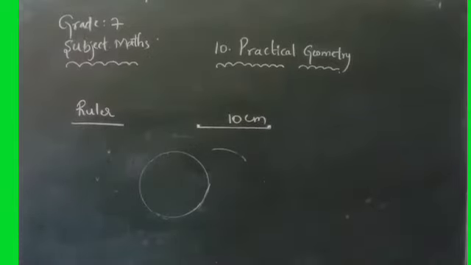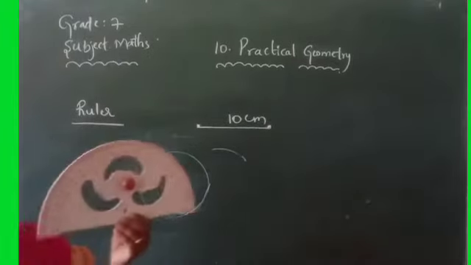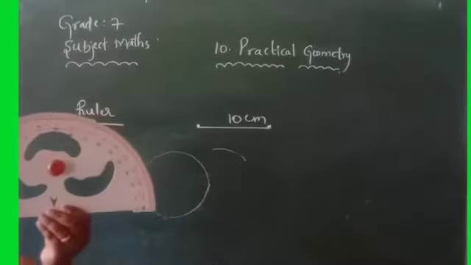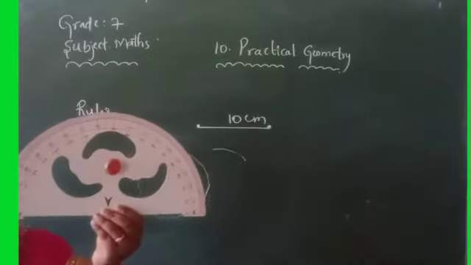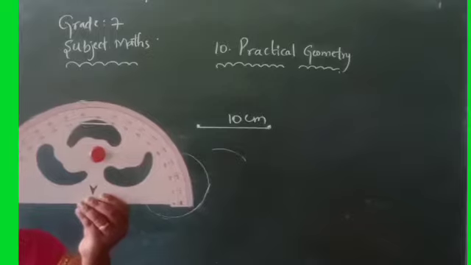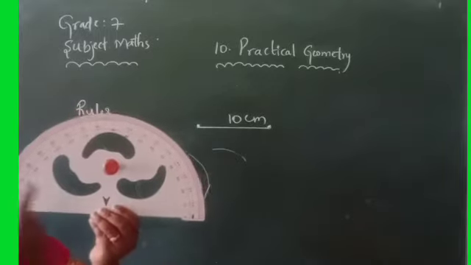And one more tool is there. What is that? Protractor. It is semicircular. If you join one more protractor, it makes one complete circle.